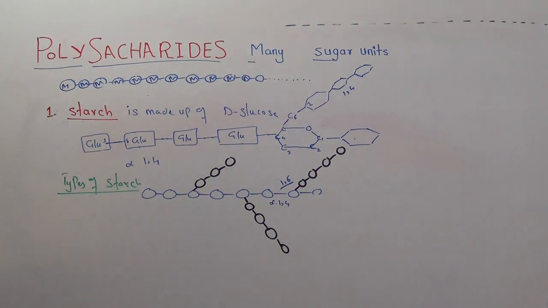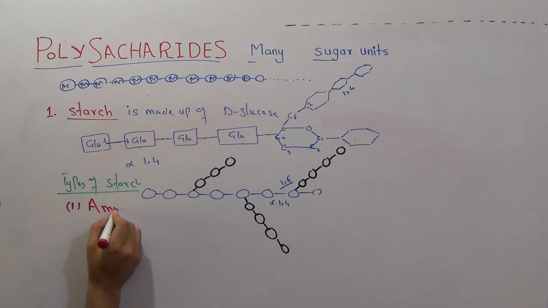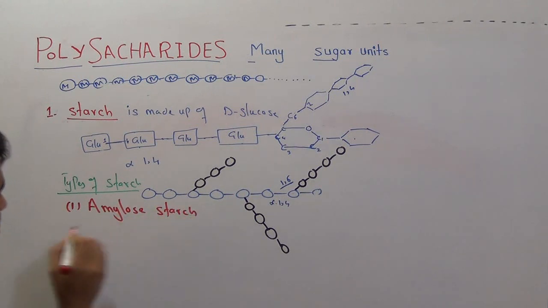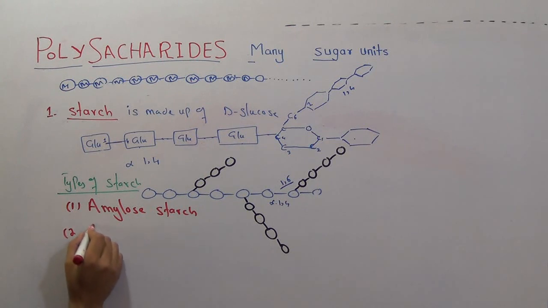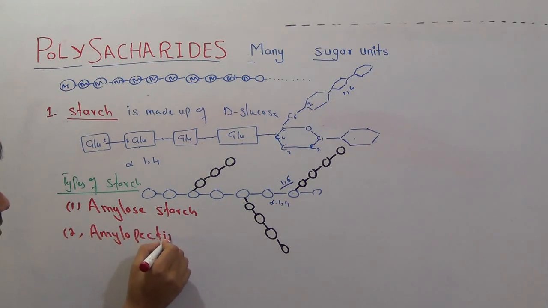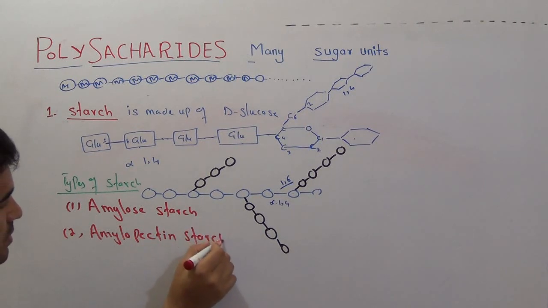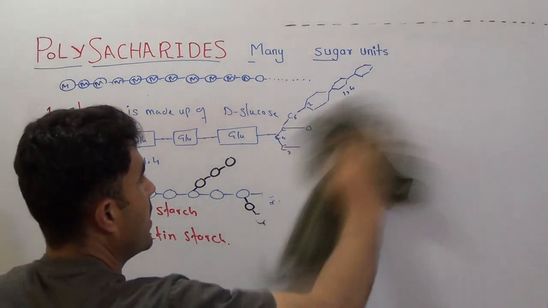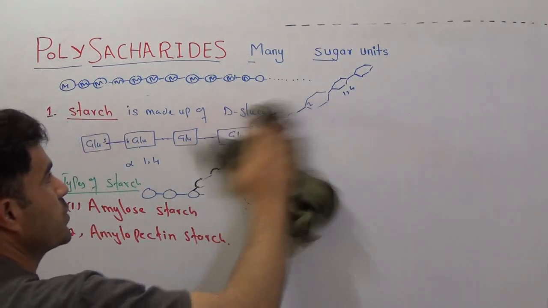Starch is of two types. One is called amylose starch, and the second one is called amylopectin starch. These are the two types of starch. Now, what is the difference between these two?